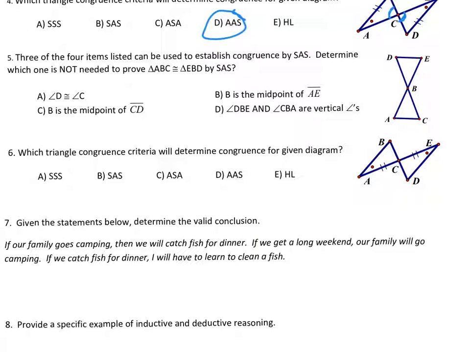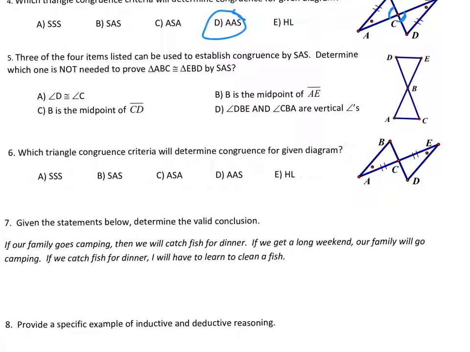This next question says that 3 of the 4 items listed can be used to establish congruence by side angle side. Determine which one is not needed to prove the triangles are congruent by side angle side. So D is congruent to C. Angle D is congruent to C. We have B is the midpoint of CD, and B is the midpoint of AE. And angle DBE and angle CBA are vertical angles.